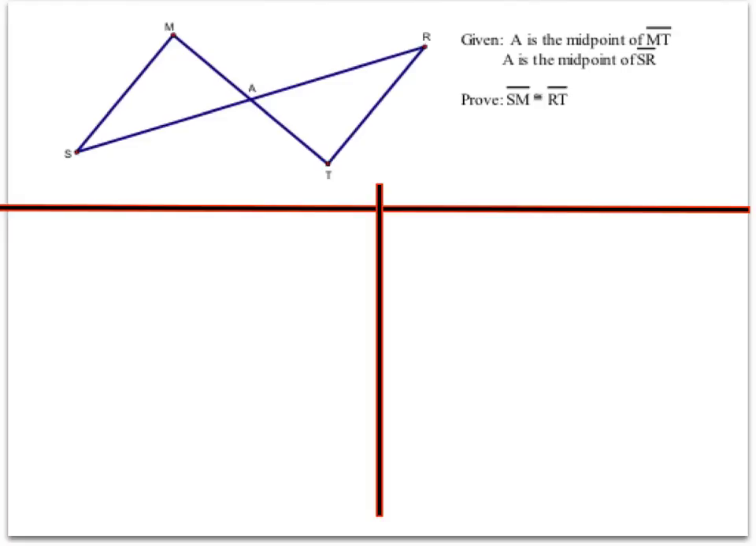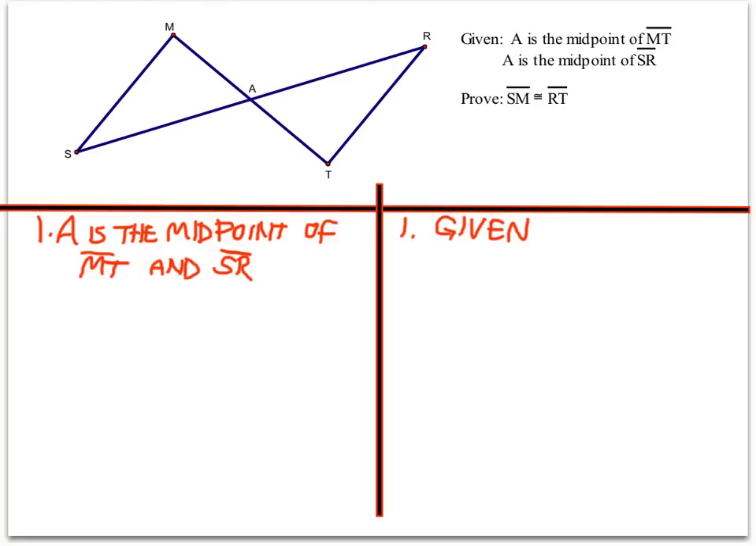Here's a rather simple problem. Let's start by writing down the givens. So I write down A is the midpoint of line segments MT and SR. In step 2, midpoint should tell you right away that a midpoint splits a segment in two. So it's going to split this segment into two and this segment into two, leaving us with our congruent sides. So we can say by the definition of a midpoint that MA is congruent to AT, as well as SA is congruent to AR.